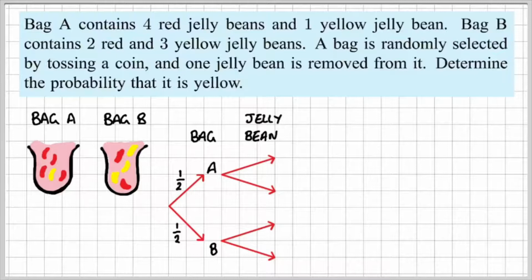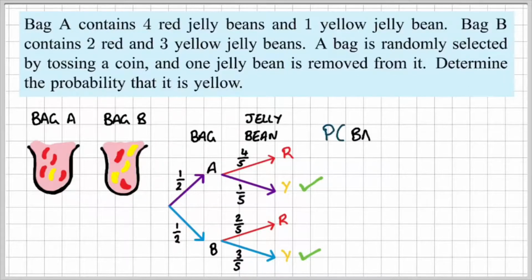So depending on the coin toss, if we land on bag A, we have 4 out of 5 red jelly beans and only 1 out of 5 yellow jelly beans. If the coin toss lands on bag B, then we have 2 out of 5 red jelly beans and 3 out of 5 yellow jelly beans. Okay, so what we're looking for is the probability of getting a yellow jelly bean, which is highlighted by this purple path or this blue path. So we can get bag A and a yellow jelly bean, or we can get bag B and a yellow jelly bean. So let's look at the first probability, which is bag A and a yellow jelly bean.